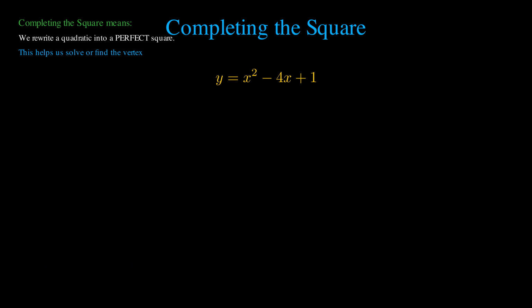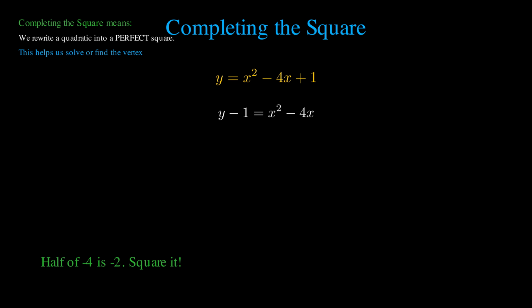Now let's look at another example. Our next equation is y equals x squared minus 4x plus 1. First, we move the constant to the other side. We move plus 1 across. The equation becomes y minus 1 equals x squared minus 4x.